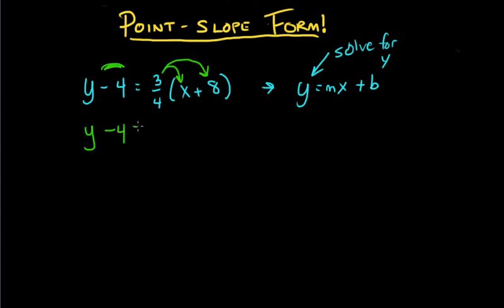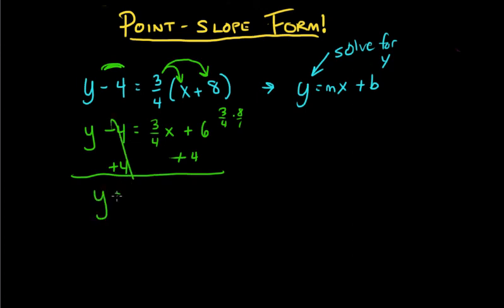Let's distribute 3/4. So 3/4 times x is just 3/4 x. And 3/4 times 8, take a second to do that. It's like doing 3 over 4 times 8 over 1. 3 times 8 is 24, divided by 4, so 6. All right, and now let's add 4 to both sides. Plus 4. Those cancel out, and I got y is equal to 3/4 x plus 10. So there is the exact same line, but now it's written in slope-intercept form.